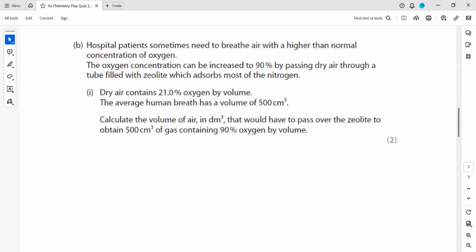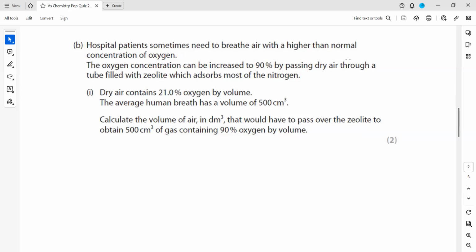Hospital patients sometimes need to breathe air with a higher than normal concentration of oxygen. The oxygen concentration can be increased to 90% by passing dry air through a tube filled with a zeolite, which absorbs most of the nitrogen. Dry air contains 21% of oxygen by volume. The average human breath has a volume of 500 cm3. Calculate the volume of air in decimeter cube that would have to pass over zeolite to obtain 500 cm3 of a gas which contains 90% oxygen by volume.